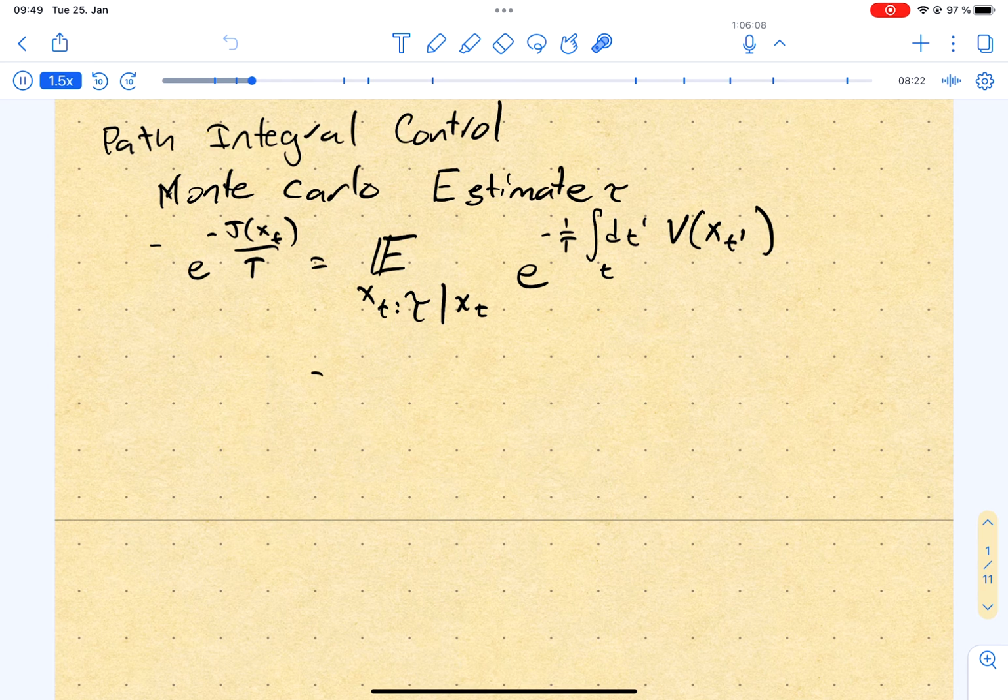Right, so this can be evaluated in a Monte Carlo form as just a kind of 1 over some set of paths sampled from the reference measure, which I'll call K, of this cost function. I'll write this as a sum of the time points.